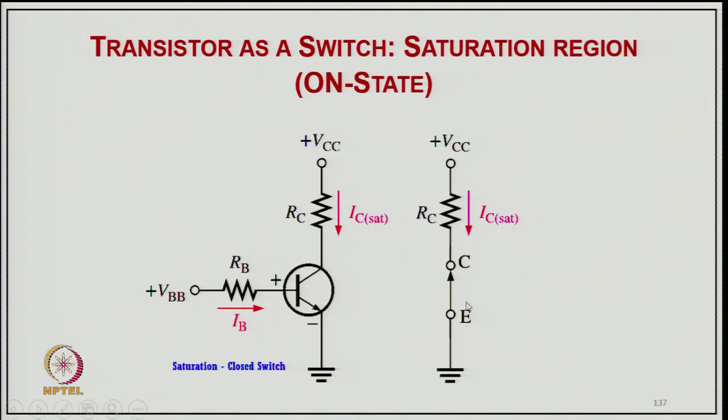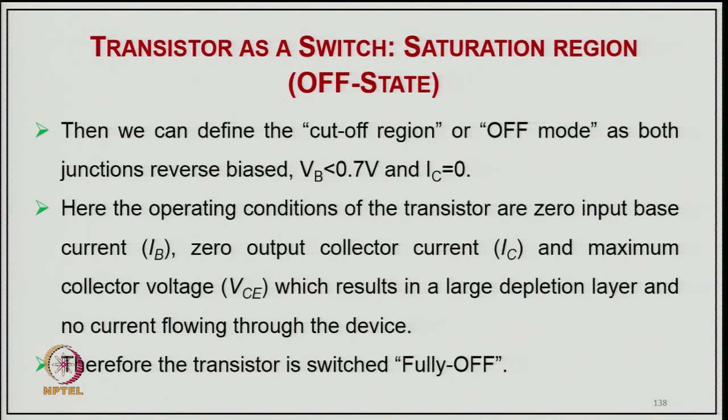There is a very negligible voltage compared to this voltage across this junction of VC, and the voltage across these two VC drops like this, so it becomes a switch. The other is typically the off state. So we can define the cutoff region of state when both the junctions are reverse biased, and VB is less than 0.7 volt and IC equals 0.